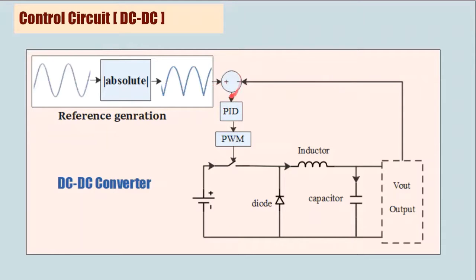Then this is a sum operator or comparator, we can see. So we will compare it with output voltage and feed to the PWM. PWM is used to stabilize the output voltage, and then using PWM we will turn on or turn off this switch. So if you want to know about how closed loop works for the buck converter, you can watch previous video. I will give the link of this video in description.